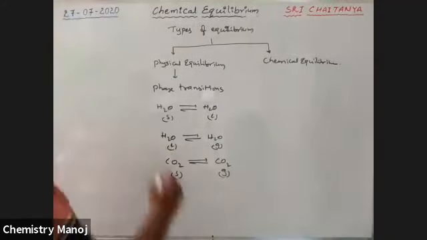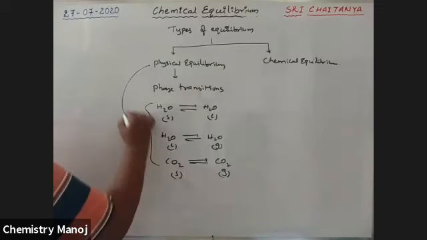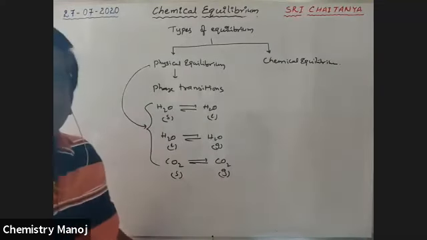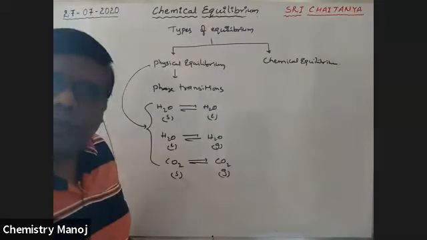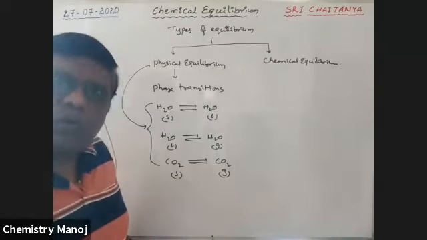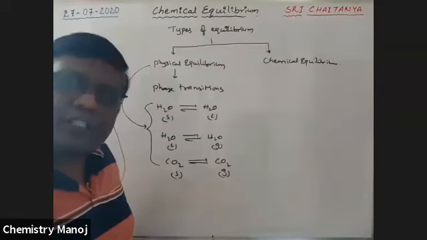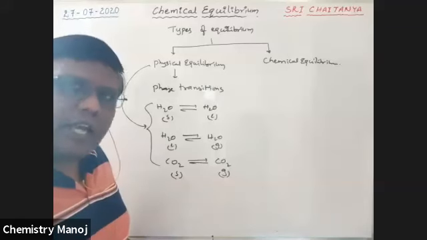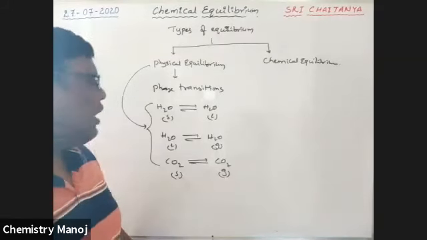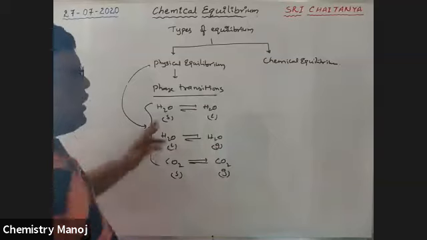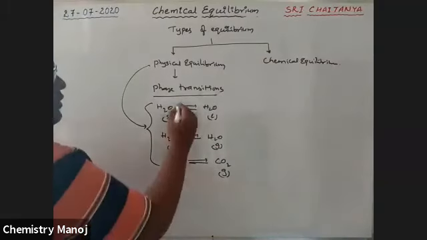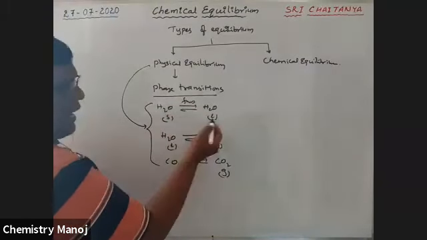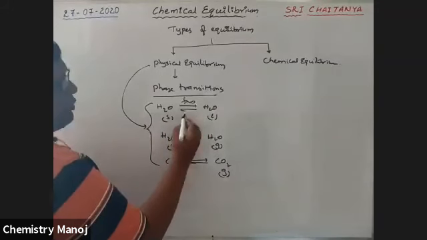Such types of equilibrium are called physical equilibrium. During physical equilibrium, there is no chemical formula change, only the physical states of the chemicals are changed. All our phase transitions, solid to liquid, my dear boys, is called fusion. And the backward reaction, liquid to solid, what is that?